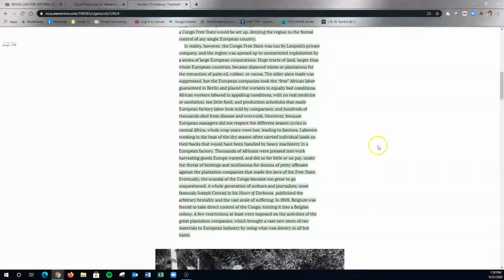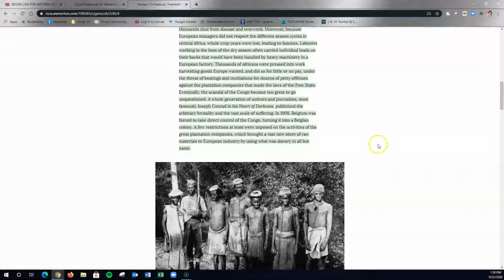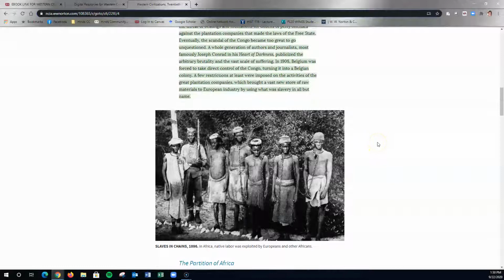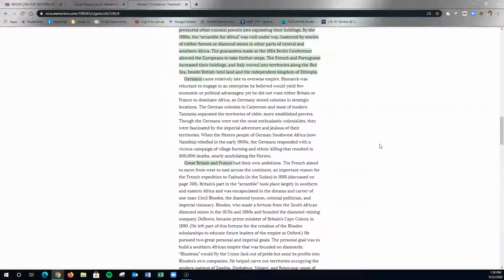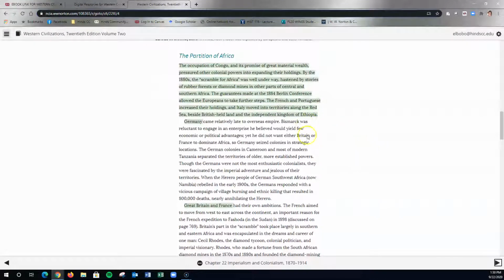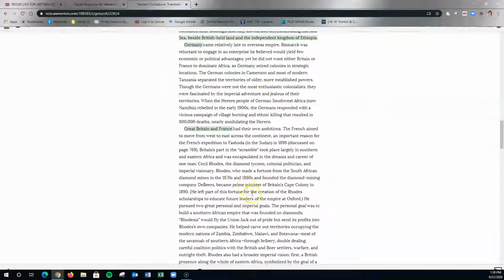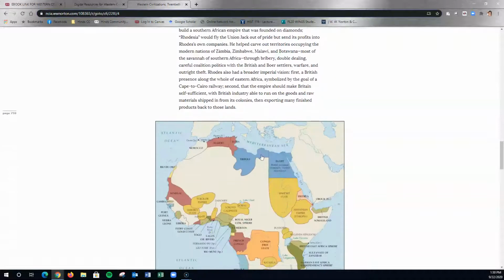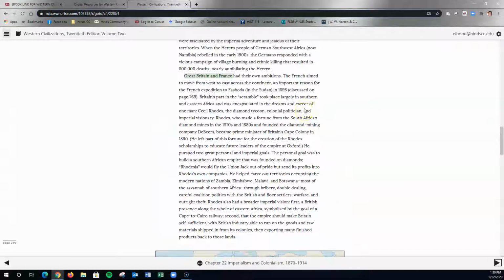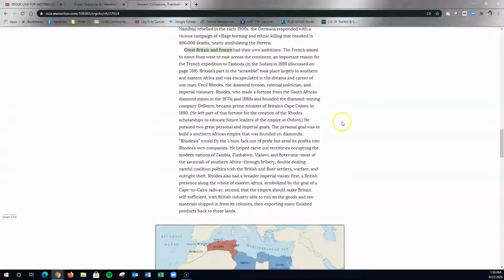If you ever read Joseph Conrad's Heart of Darkness, that is based on the treatment of the Africans during this time period. Once the Belgians begin to carve up Africa, other nations are going to move in and partition off Africa for themselves. Germany moves in, Great Britain moves in, France moves in, and even the Dutch will move in.